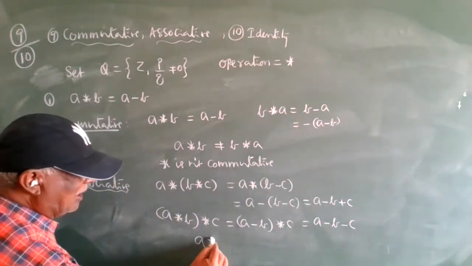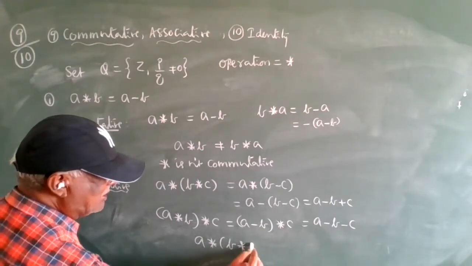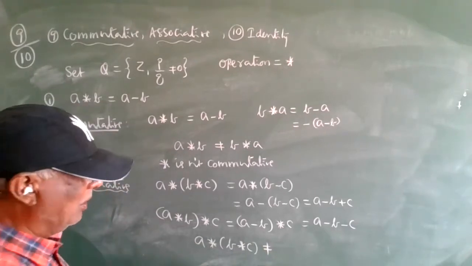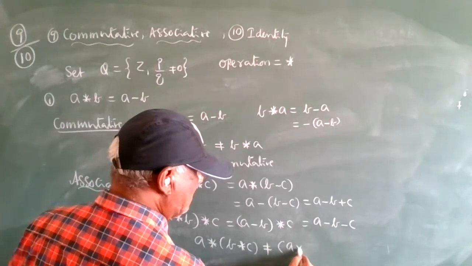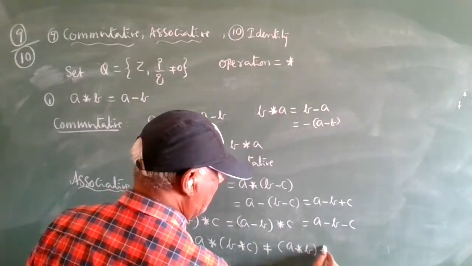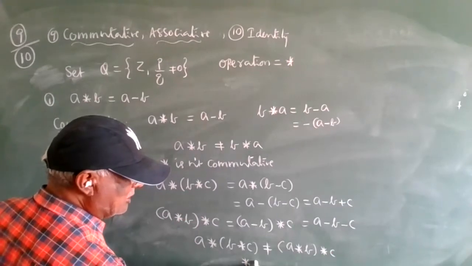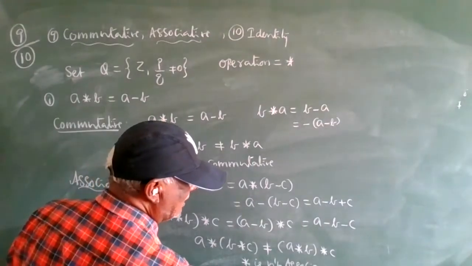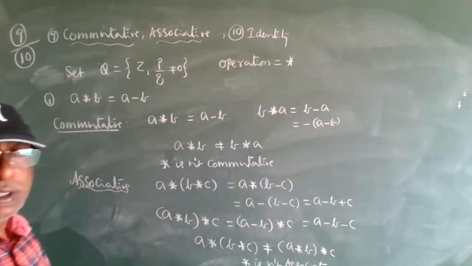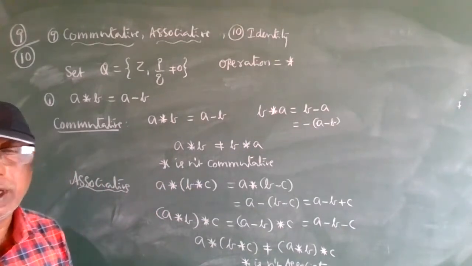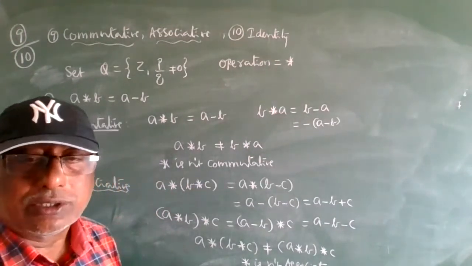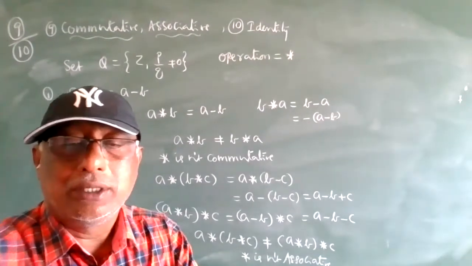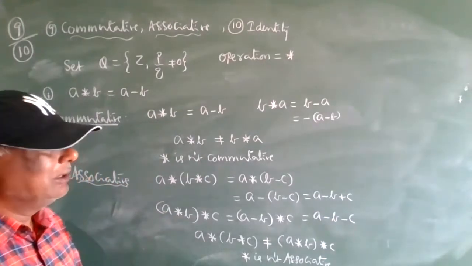Therefore, A star bracket of B star C is not equal to bracket of A star B, star C. So star is not associative. Is it clear, everyone? Star is not associative. Right.